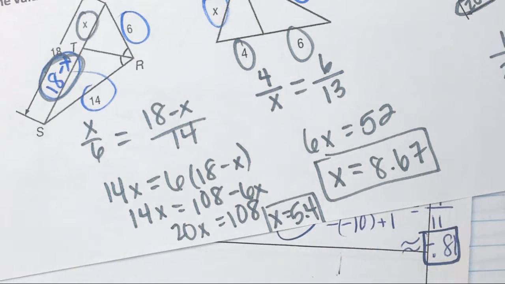I got 5.4. Is that right? Yeah. See, what I did is I put positive 6. I know what you did. You did distribute. Somehow you did, this times this is 108, and that times that is positive 6x. I know what you did.